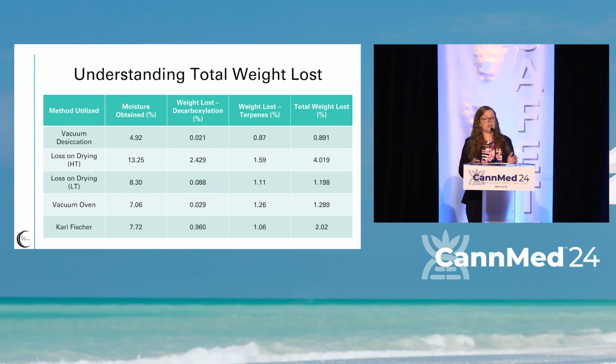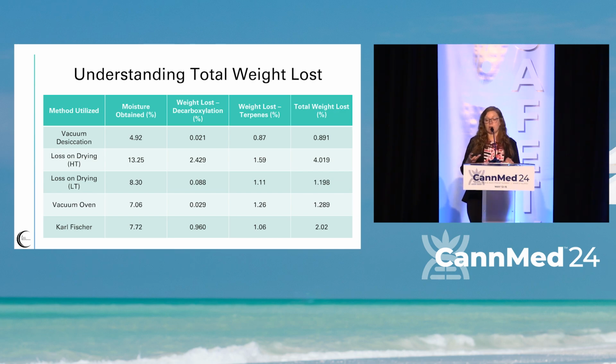We then move to that loss on drying at high temperature. Yes, we're getting a moisture of 13%, but the total weight loss contributed to the decarboxylation and terpenes is over 4%. So if you think about samples where you have high terpene content and high THC content, that number could be even higher when we're talking about that total weight loss. We then have the loss on drying at low temperature sample. We got 8.3% as our moisture obtained, and then we saw about 1.2% loss. The vacuum oven, we got 7% and saw about 1.3% loss. And then the Karl Fischer, we got 7.72 and saw about 2% loss.